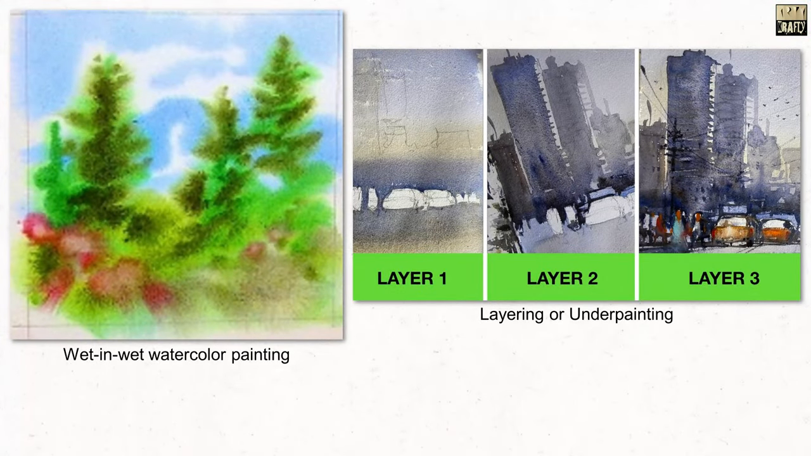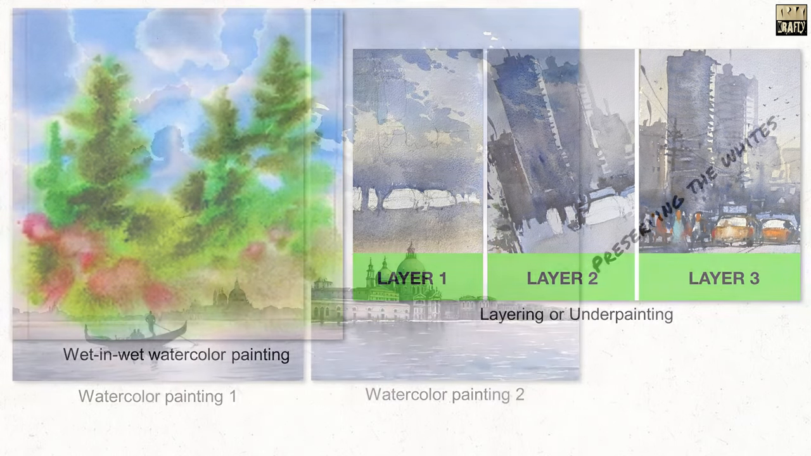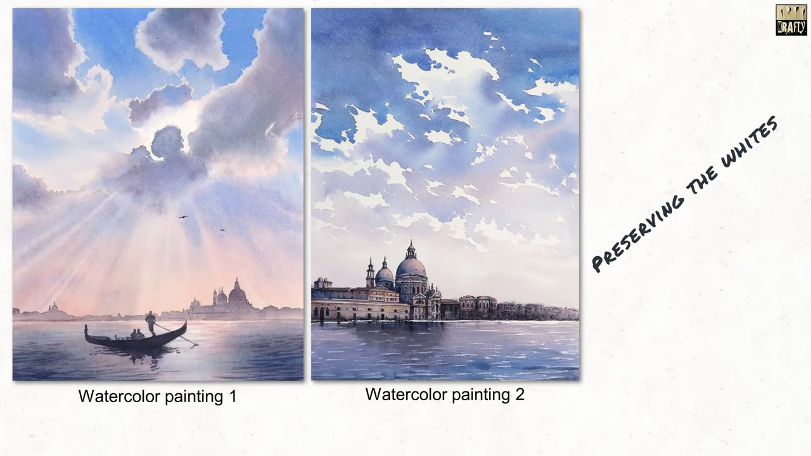These are the two examples. The left one is wet in wet watercolor painting, and the right one is layering or underpainting. These are the two examples. The paintings are done by preserving the whites.